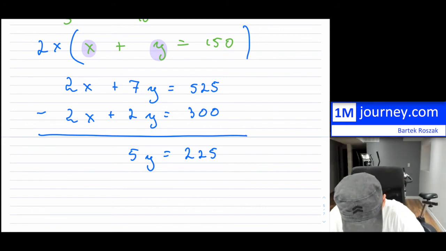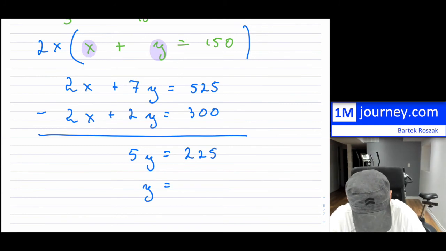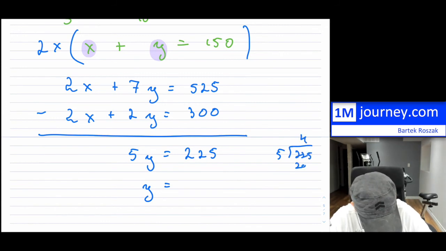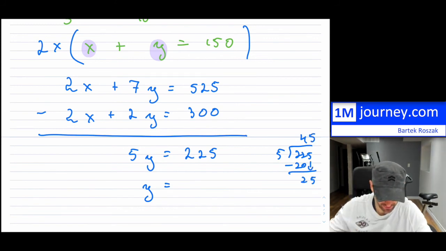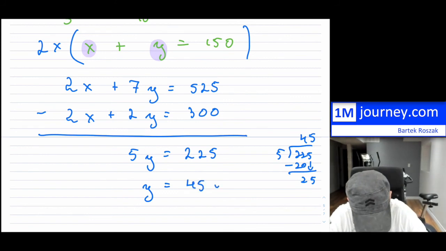Now dividing by 5, y is equal to 225 divided by 5. I should know that. So 5 times 4 is 20, minus 2, it's 45, right? So y is 45. Okay, so that's 45 milliliters that we poured out.